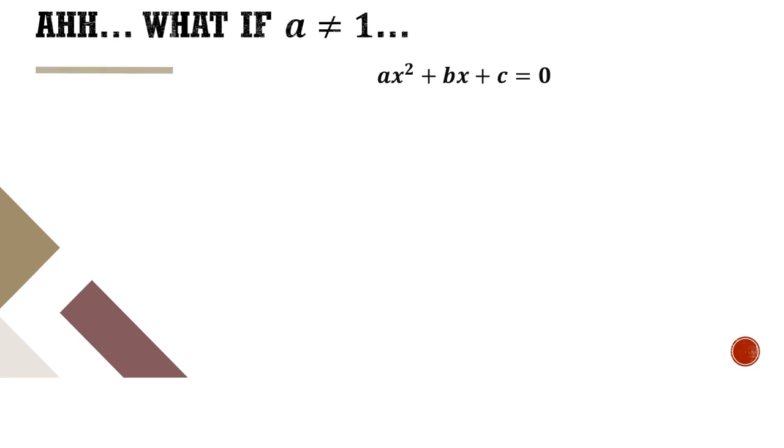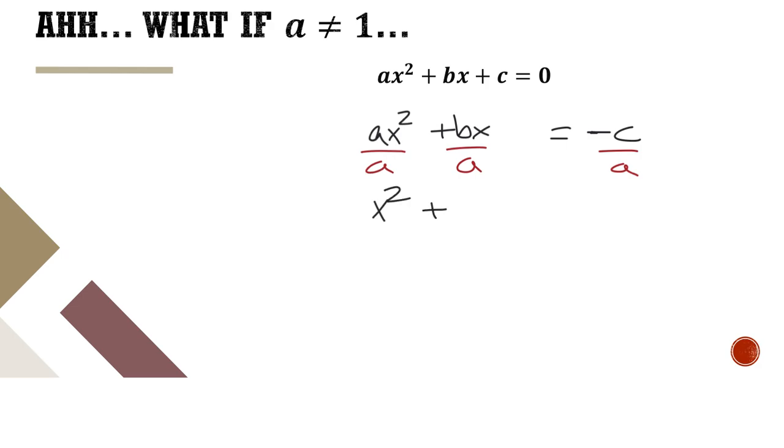And if A is not 1, the first step is still moving C to the other side. So we have ax squared plus bx is equal to negative c. You still move that first, but then we divide by a to both sides. So we're going to divide this by a, and then this by a. So if we do that, our new thing is x squared plus b over a times x is equal to negative c all over a.